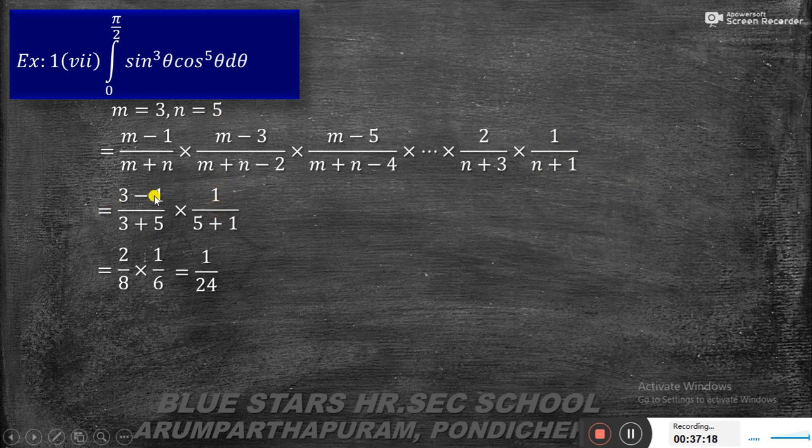Therefore 3 minus 1 means 2, 2 by 8 into 1 by 5 plus 1 is 1 by 6. Therefore we just cancel that. That means 1 2s are 2, 3 2s are 6. So here 3, 8 3s are 24. Therefore 1 by 24 is the answer for this integral. Therefore integral 0 to pi by 2 sine power 3 theta cos power 5 theta d theta equal to 1 by 24. This is our answer.